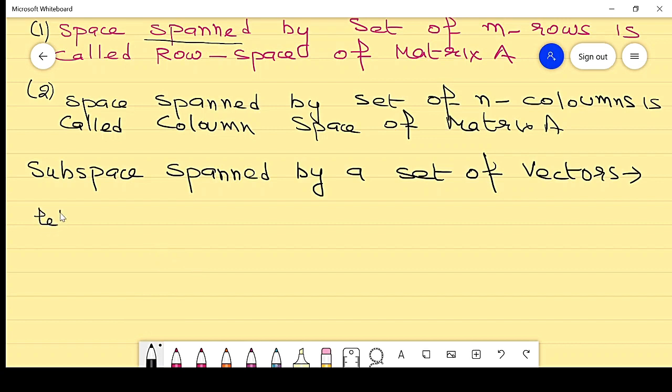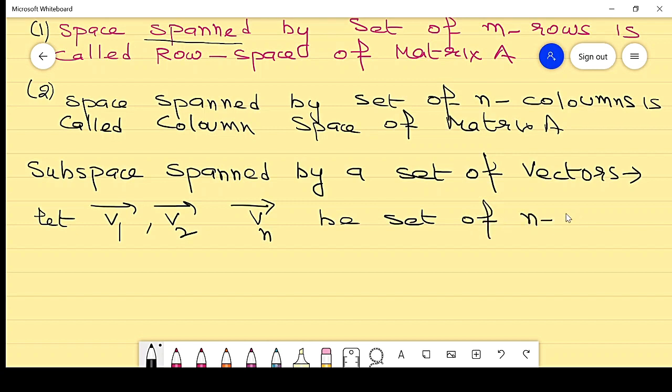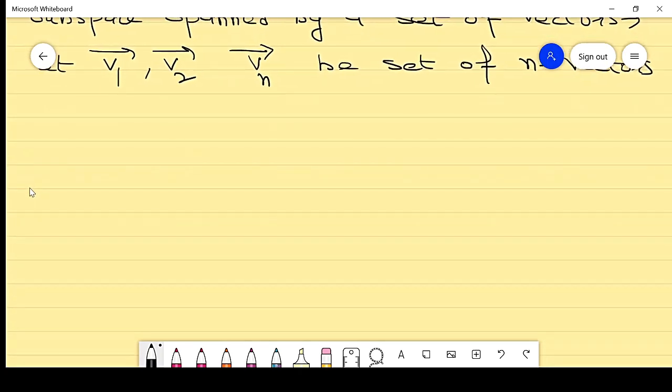Let v1, v2, and so on vn, so these are n vectors, be a set of n vectors. So it is a set of n vectors, number one.